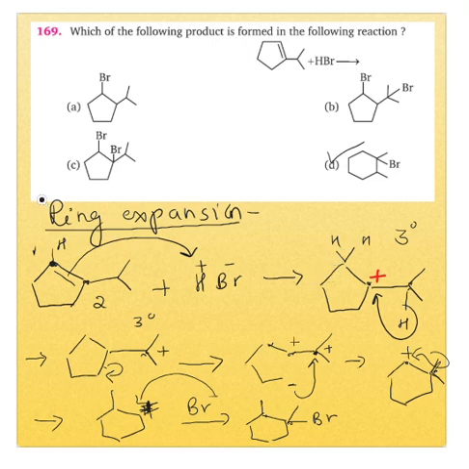So this is called ring expansion. Why is all this happening? Because it is giving extra stability to the molecule. You should practice more such examples to understand what ring expansion is, and how you shift the hydrides and methyls to form a more stable carbocation.